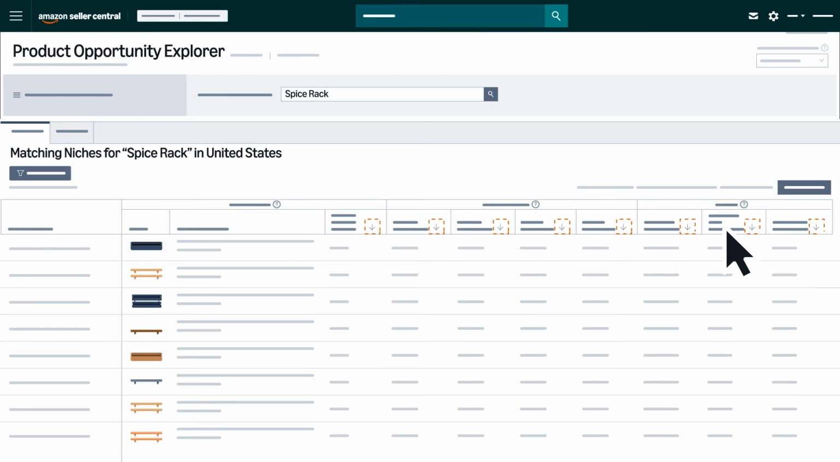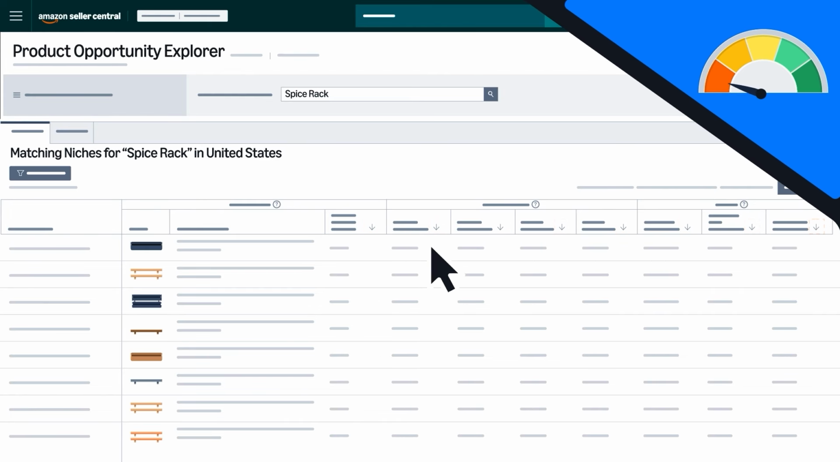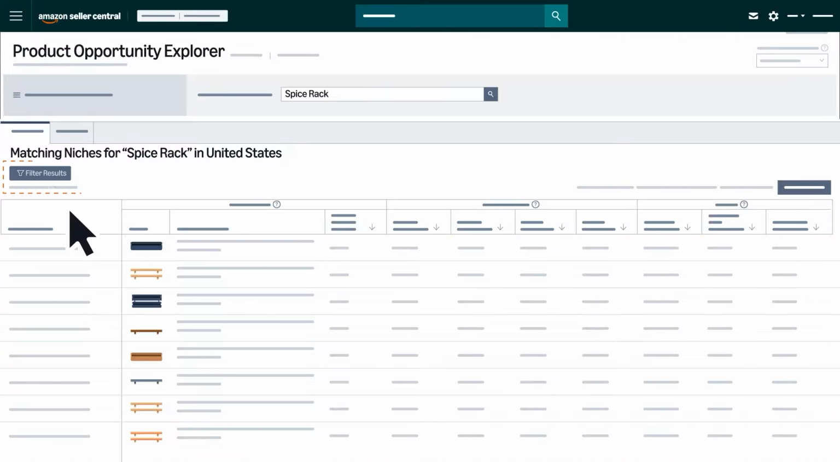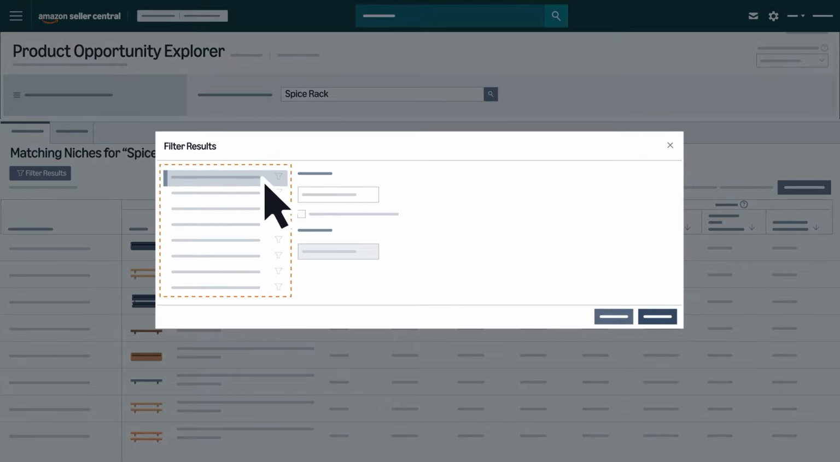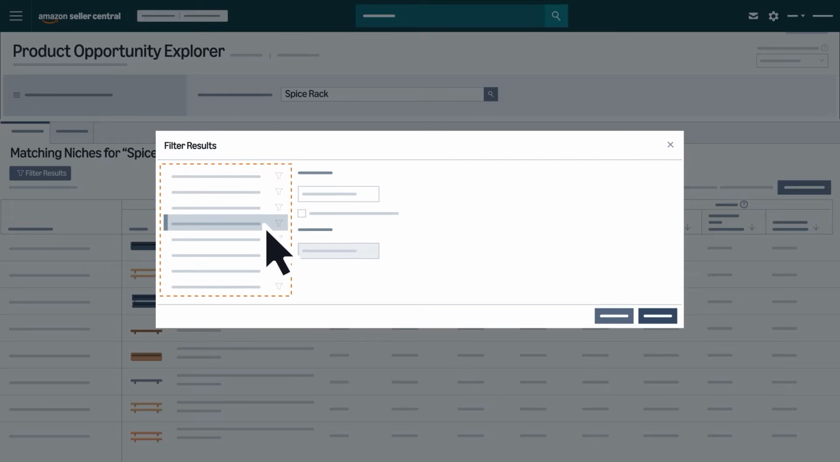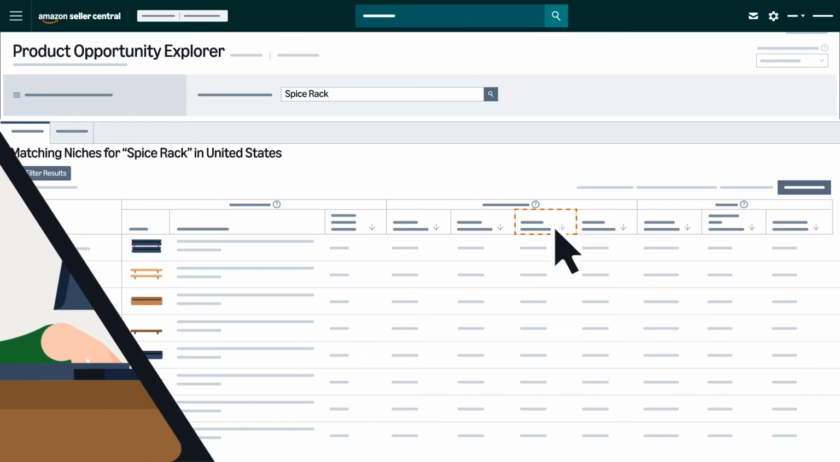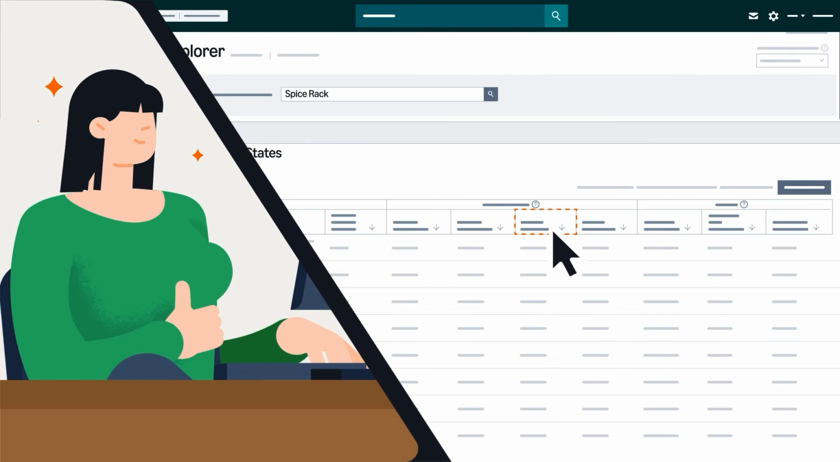Sort your results by clicking the arrows next to each column header to see the highest or lowest values for any metric, giving you a better understanding of the overall category performance. The Filter Results feature helps you narrow down your search to identify opportunities that align with your goals. You can create highly specific filter combinations paired with sorting to focus on the most relevant niches to your strategy.